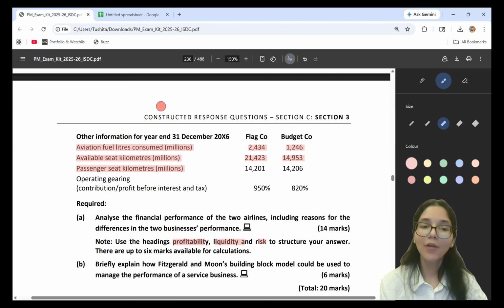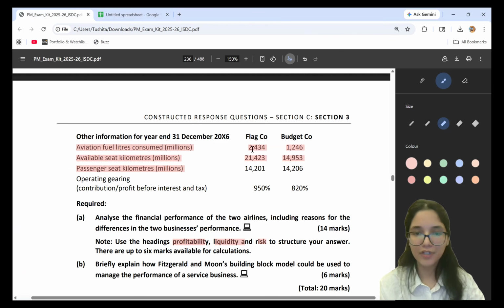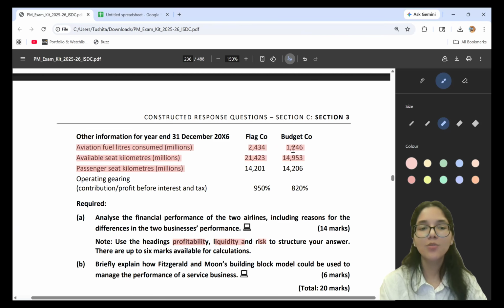I can also add one more point here, guys. This is about my aviation fuel liters that have been consumed. You can see that 2434 liters is consumed by flag company. Budget company has consumed this much. So what we can do over here, can we try to calculate another number?